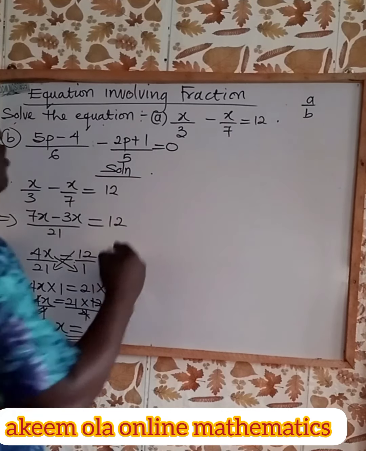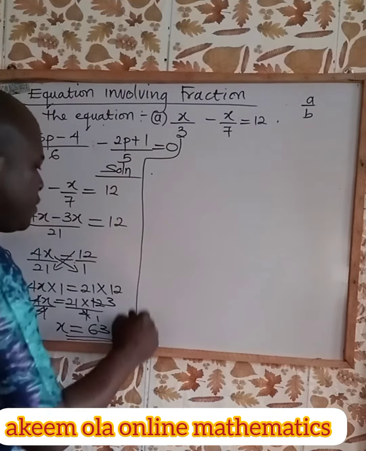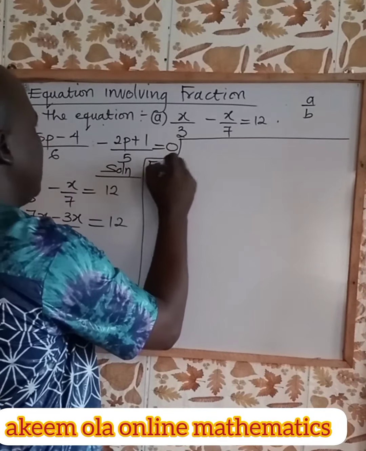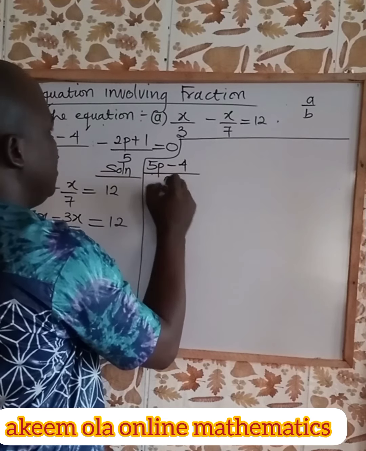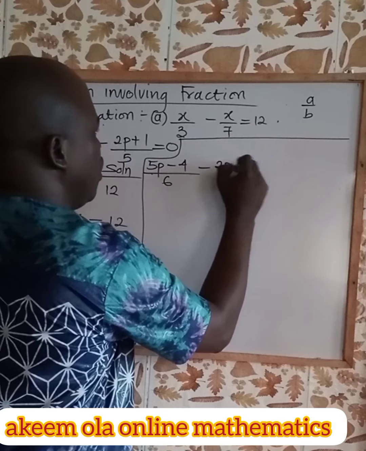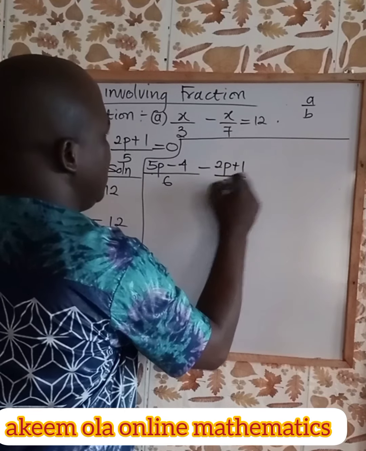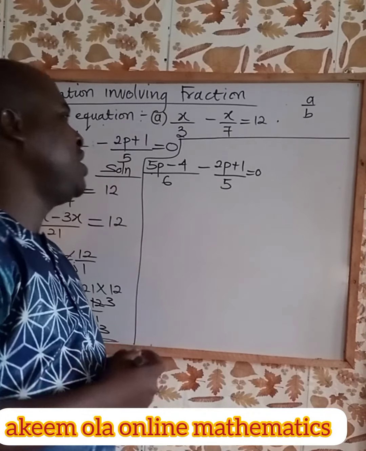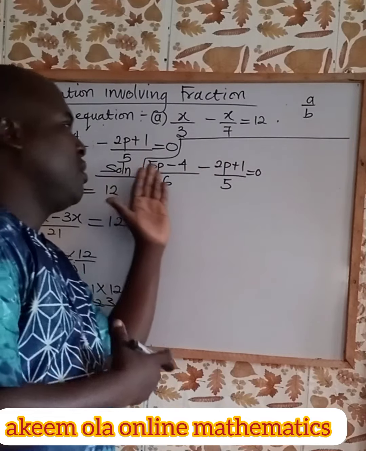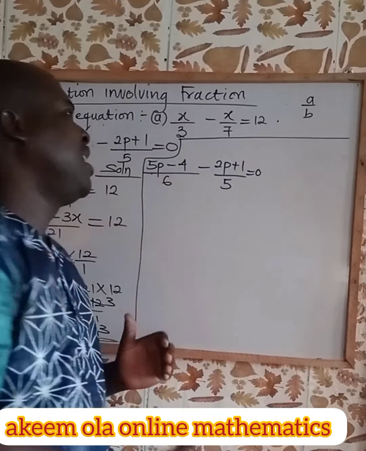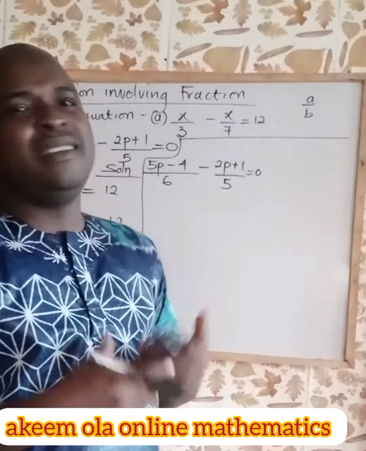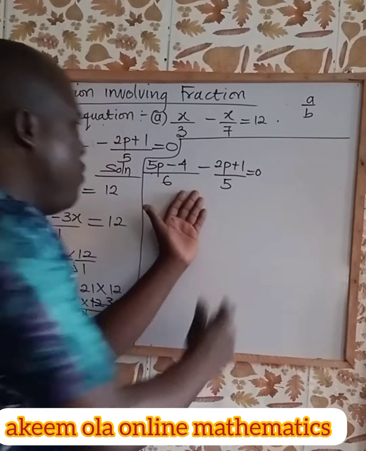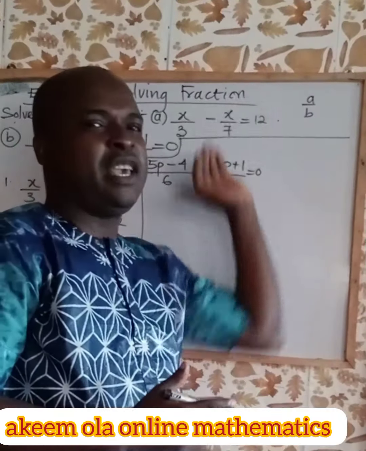Now let's move to the second question. If you look at the second question, we have 5p minus 4 all over 6 minus 2p plus 1 all over 5 is equal to 0. For us to solve this particular question, if you notice very well, we have left hand side and right hand side. And so far our right hand side is 0. This is the right hand side, we only have a 0 here. I can move the second term here to the other side.